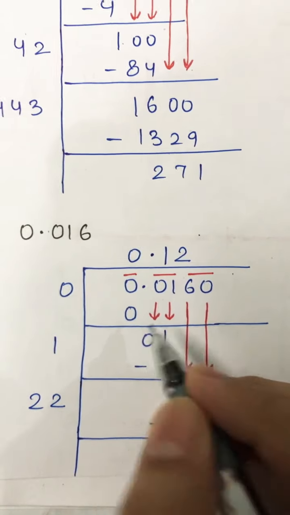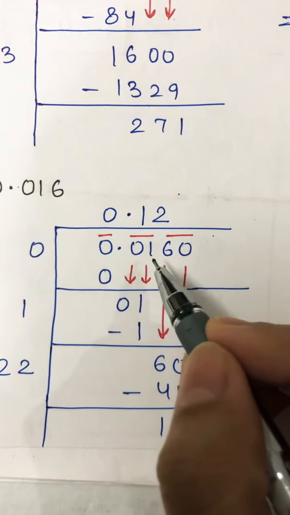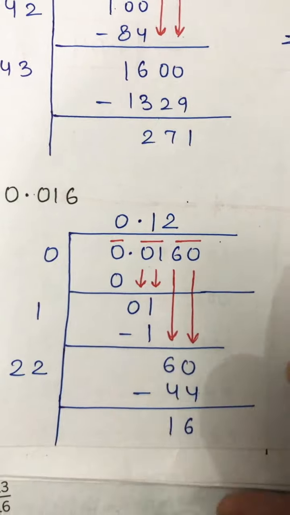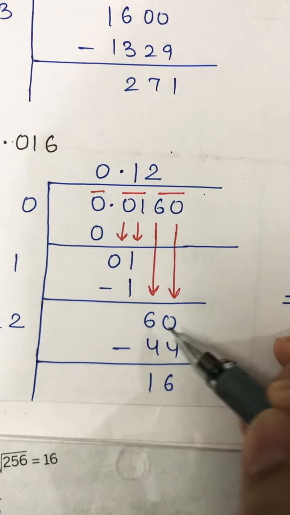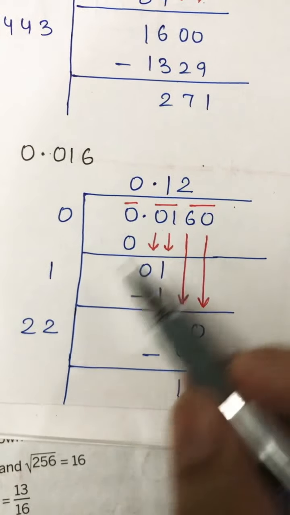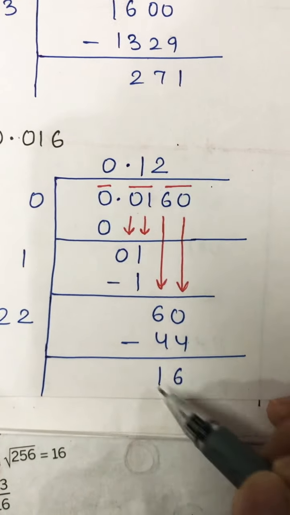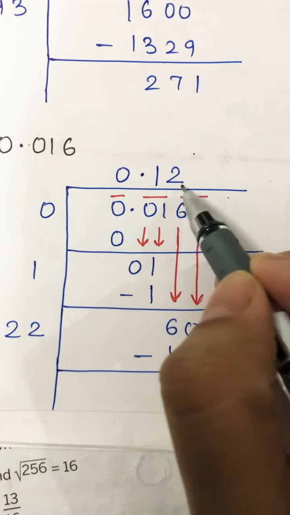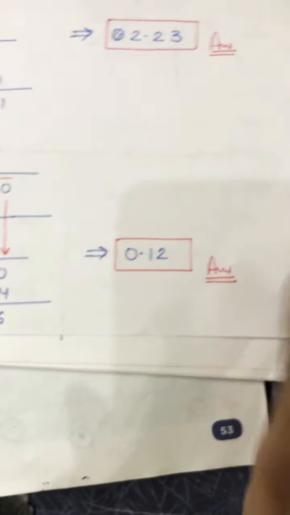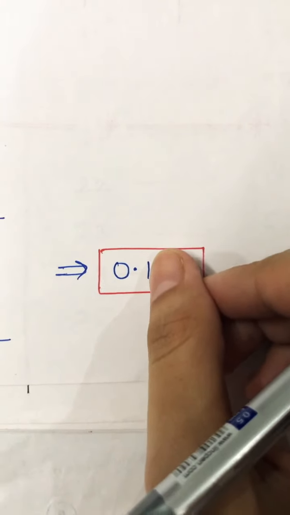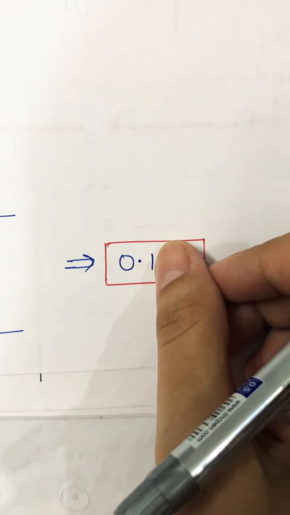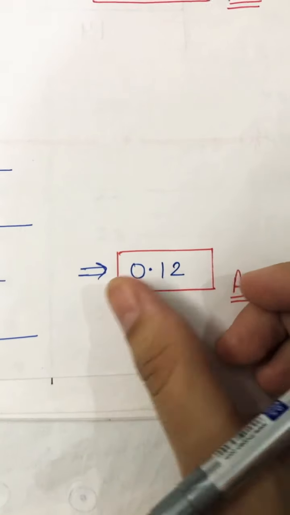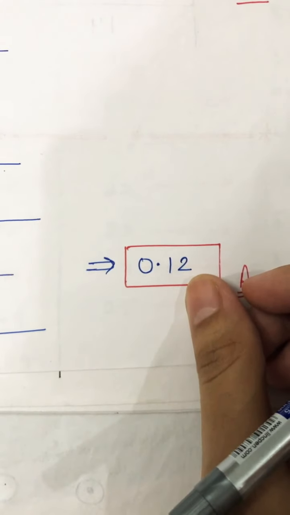So 0 0 is a 0. Now take out the next two digits. 0 1 means 1. And you have to place a decimal here. Now 1 1 is a 1. Now take out the next two digits. It is 60. So 1 plus 1 is 2, you have to multiply with 2. 22 2s are 44 and the remainder is 16, and your answer is 0.12. The answer is coming up to 2 decimal places. You cannot give the answer as 0.1. This is wrong, because this is up to 1 decimal place. Your answer should be 0.12. This is known as the answer up to 2 decimal places.